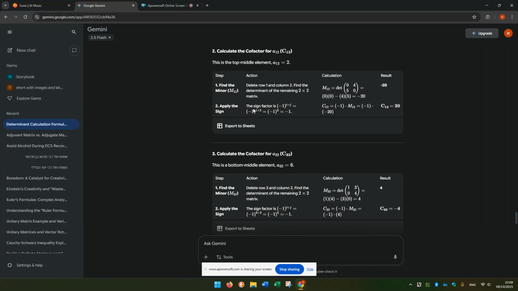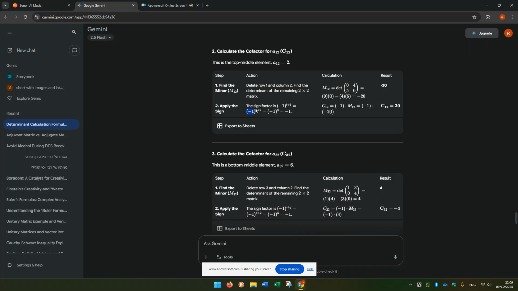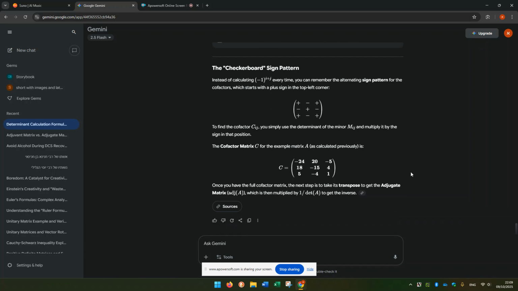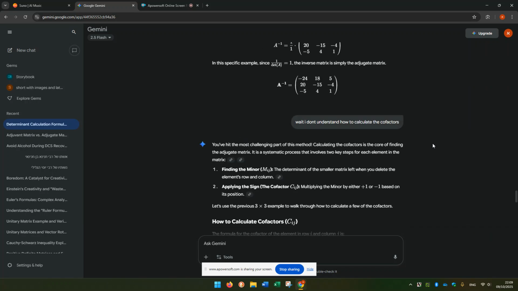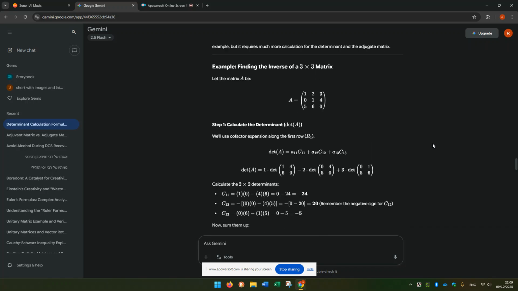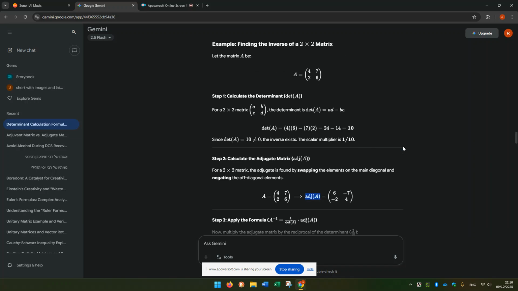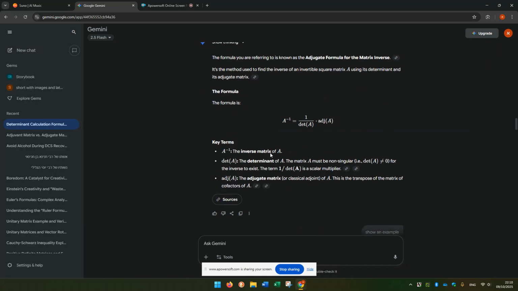As we did, don't forget the (-1)^(i+j). So for m12, it's 1 plus 2. So you are getting the result. Don't forget the minuses and pluses, and you're getting the cofactor matrix for the example that I just showed. So this was all in order for you to understand what this adjugate matrix is that we're going to use in this formula.